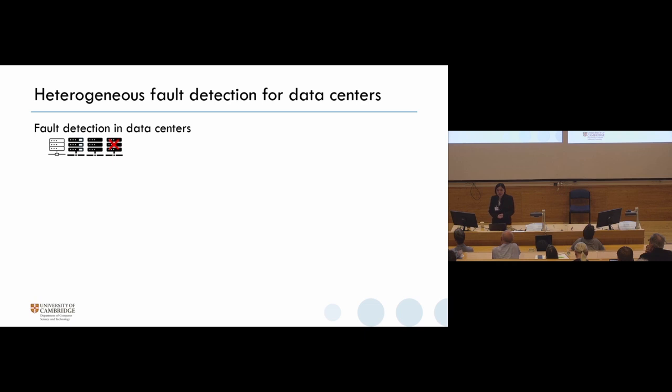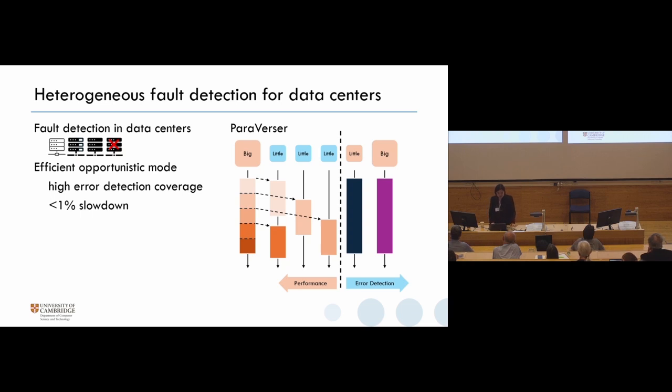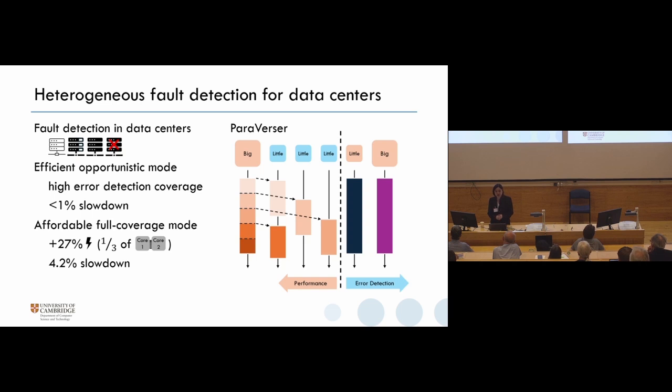In conclusion, I just presented our work that aims to solve fault detection in data centers, where silent data corruption can stay undetected for a long time. Our solution can be dynamically configured between having more performance or more error detection capability. We get an efficient opportunistic mode with spare resources, with a higher detection coverage at less than 1% slowdown. And we can do full coverage with only about a third of the energy overhead of a dual-core lockstep system, with only 4.2% slowdown.